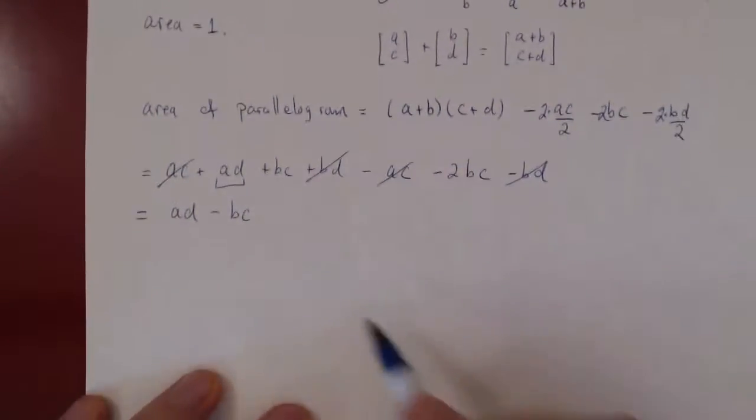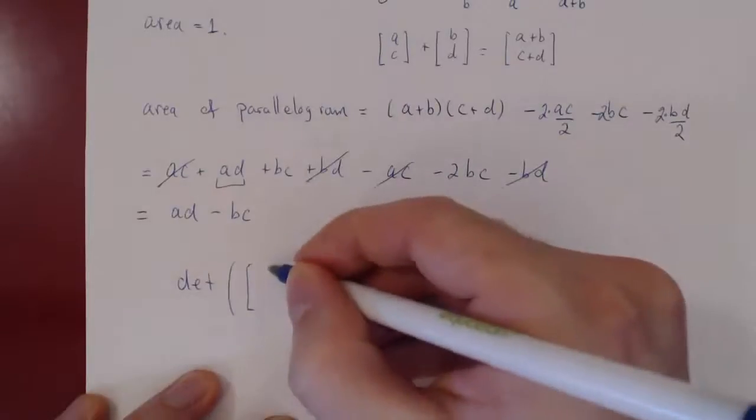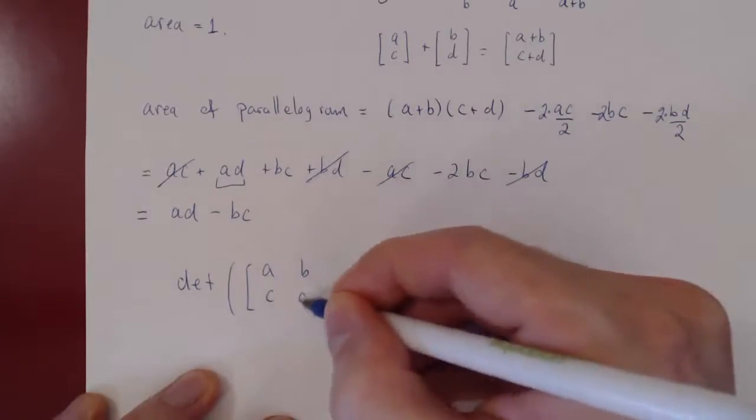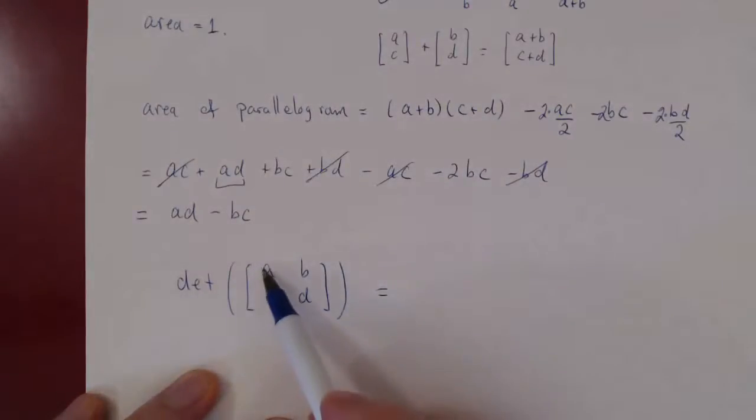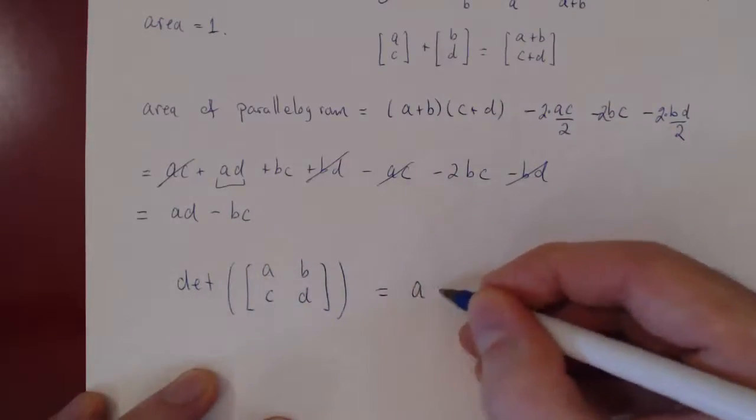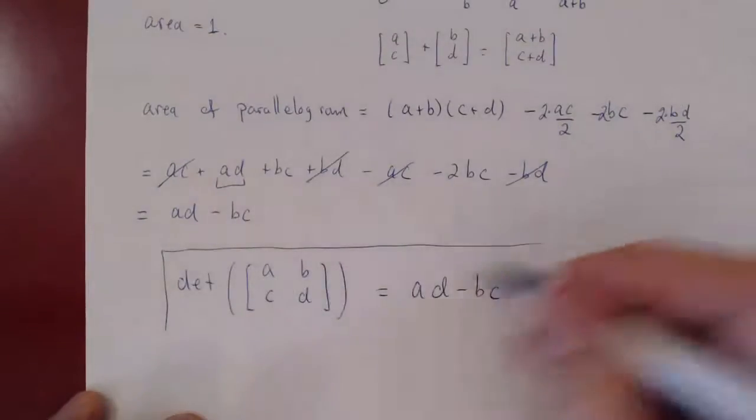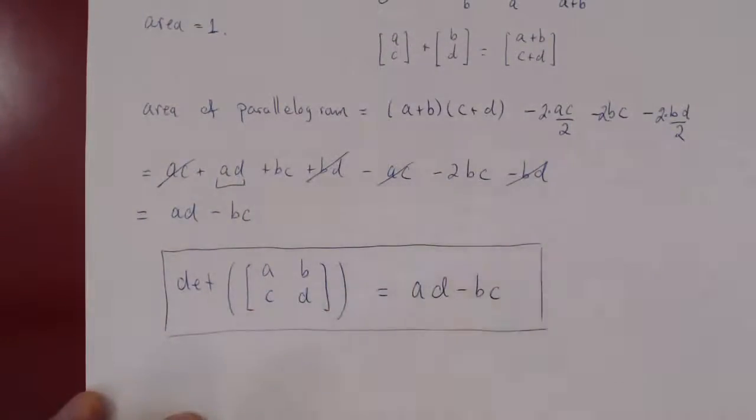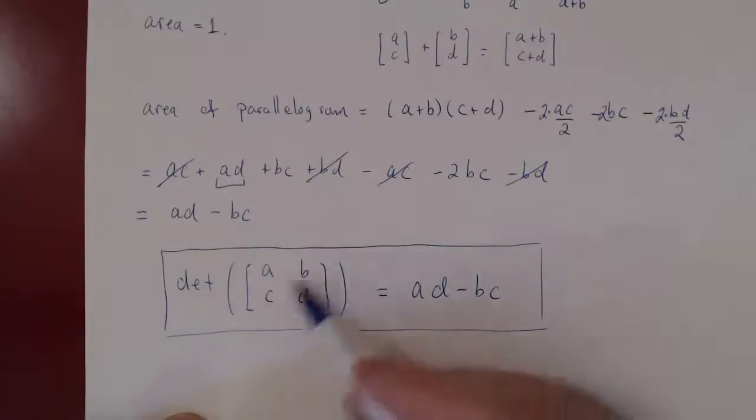So now we have the determinant of a 2 by 2 matrix. The determinant of a 2 by 2 matrix given by A, B, C, D is given by, and if you notice here, it's A times D minus BC. So it's AD minus BC. The determinant of ABCD is AD minus BC.